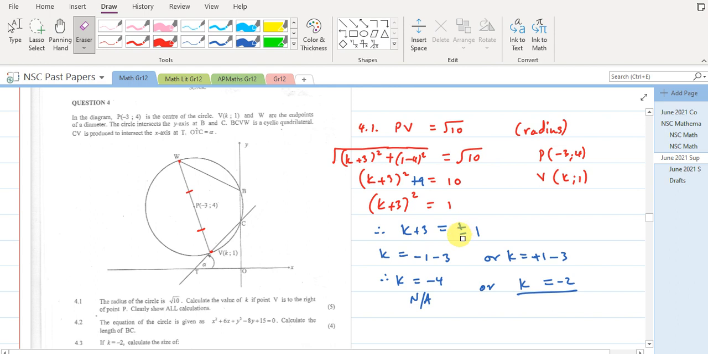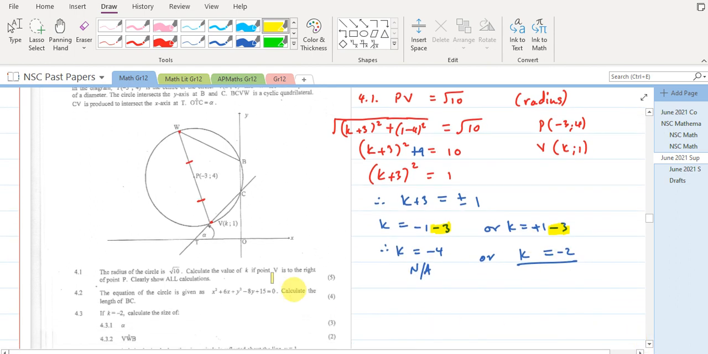Then square root both sides. We have plus minus 1 on this side. So k is equal to -1 minus 3, or k is equal to plus 1 minus 3. So we're subtracting 3 on both sides, which is correct. So -4 and -2. So there is only one value of k, which is -2, provided the radius of the circle is square root of 10.